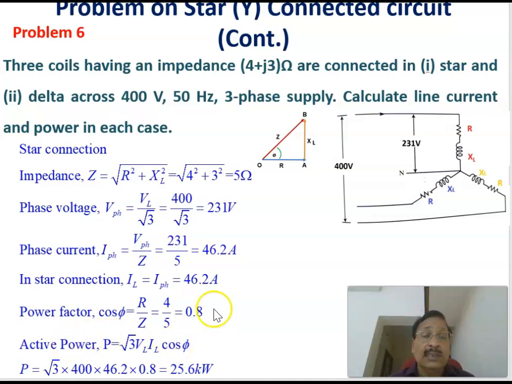Then the active power is given by P equals root 3 VL IL cos phi, root 3 into line voltage 400 volts, into line current 46.2 amperes, into power factor 0.8, which is equal to 25.6 kilowatts. Therefore, the power consumed by the three-phase load is 25.6 kilowatts, and the line current is the same as the phase current, 46.2 amperes, in the case of a star connected load.